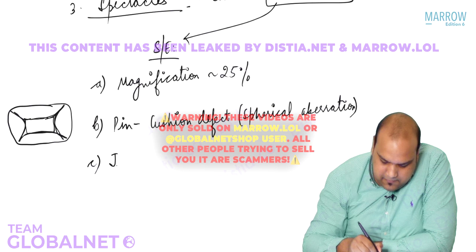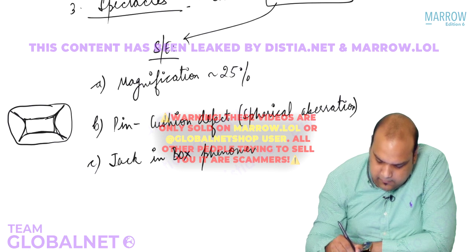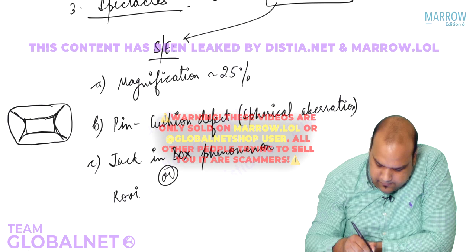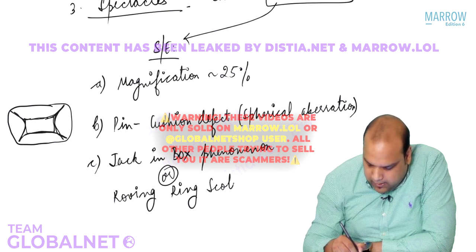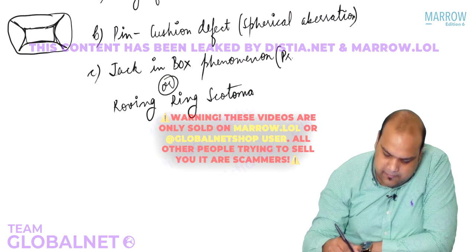And lastly, the Jack-in-the-box phenomenon, also known as roving ring scotoma. This is a prismatic aberration.